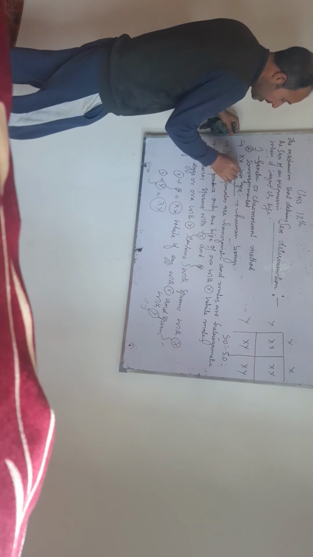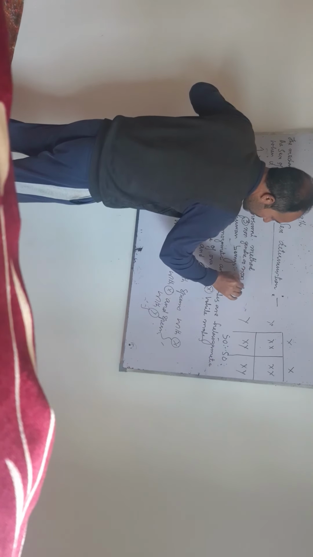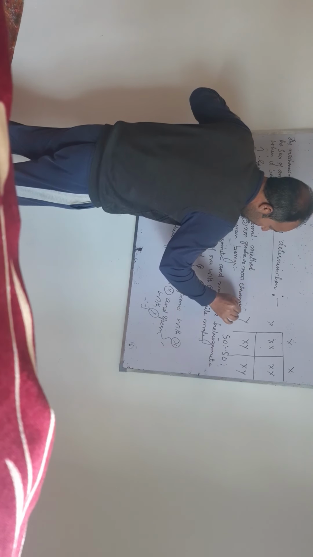Among them, the first is genetic, or chromosomal. Second is environmental. And third is non-genetic, or non-chromosomal. These are genetic or chromosomal, environmental, and non-genetic.